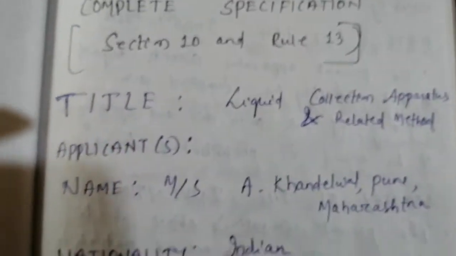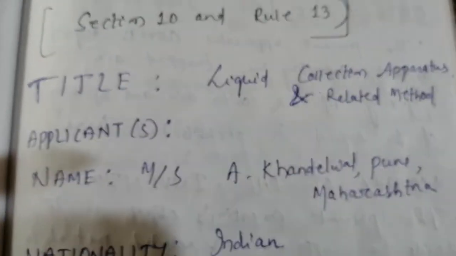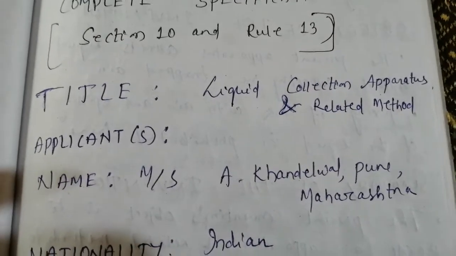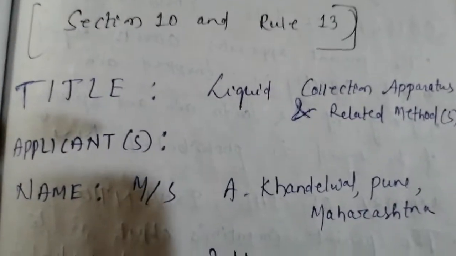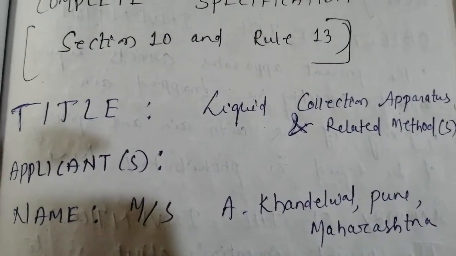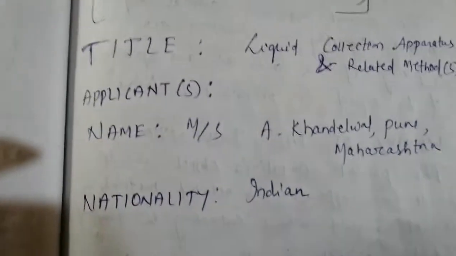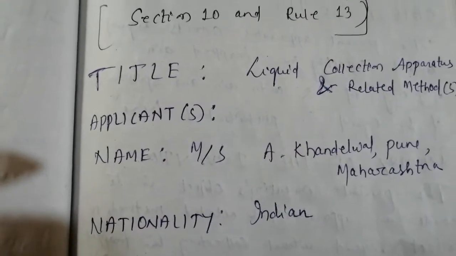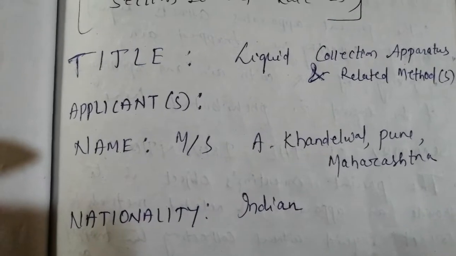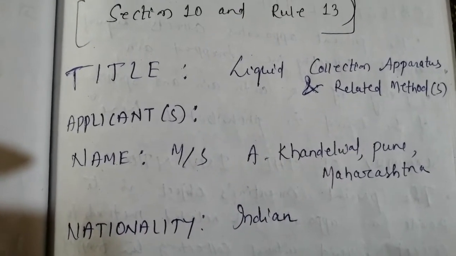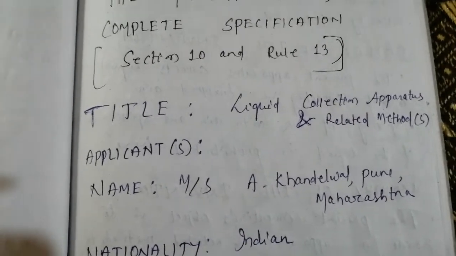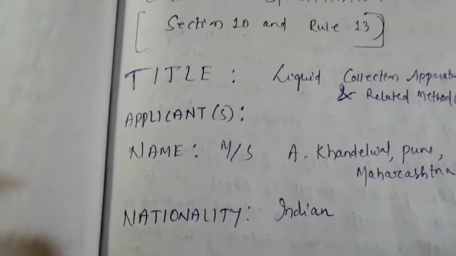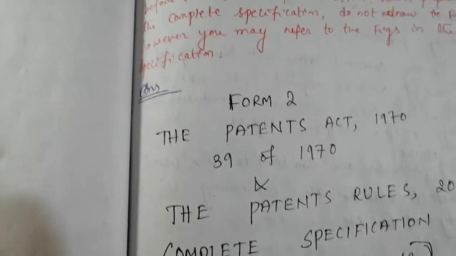Okay. So the title we can write here: Liquid Collection Apparatus and Related Methods. Or we can say Liquid Collection Apparatus and Relevant Method or Methods. Fine. Applicant's name: here, for example, I have written A. Khandelwal, Pune, Maharashtra. You can write as per your convenience. Then nationality is Indian.